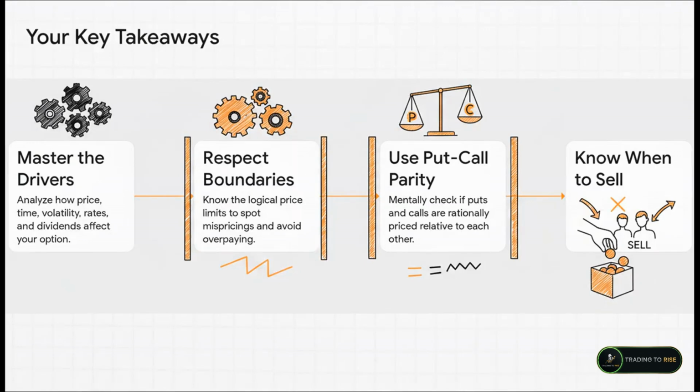1. Master those 6 drivers. Before you place a trade, always ask yourself, what happens if volatility changes? 2. Respect the boundaries. Know the price limit so you don't overpay. 3. Use put-call parity as a mental check. Make sure things look rational. And 4. Know when to exercise, which is almost never for calls. You're better off selling. Seriously, if you bake these 4 ideas into your process, it will fundamentally change how you approach your trades.